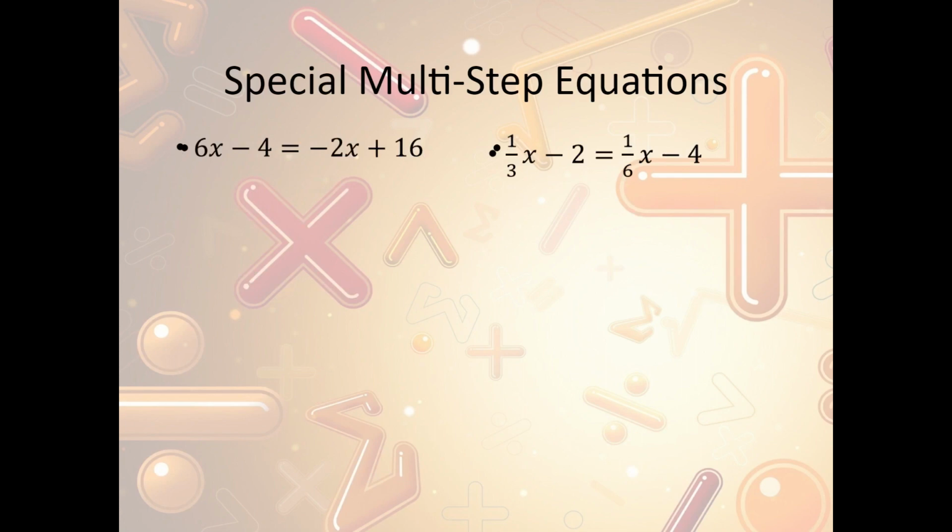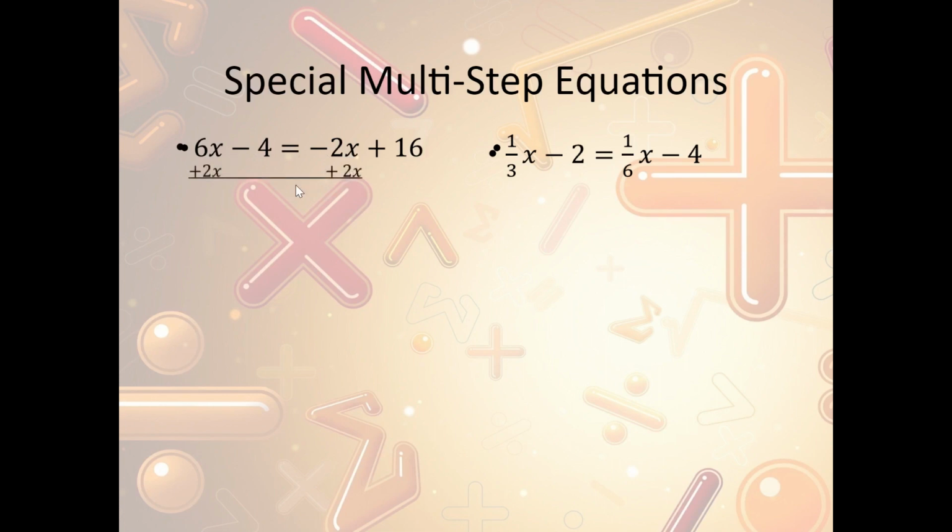Let's look at a couple of examples of variables on both sides. So I have 6x minus 4 is equal to negative 2x plus 16. Again, I've got to get all my variables to one side and all my constants to the other side. So I have 6x and negative 2x. Well, I want to keep it positive if I can, so I'm going to go ahead and add 2x to both sides to get rid of this.